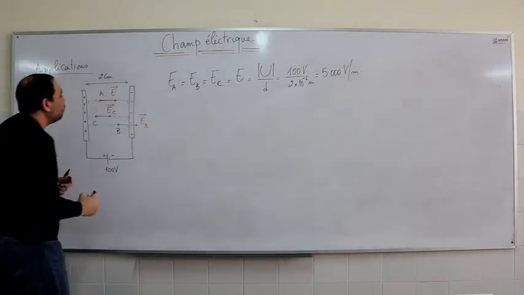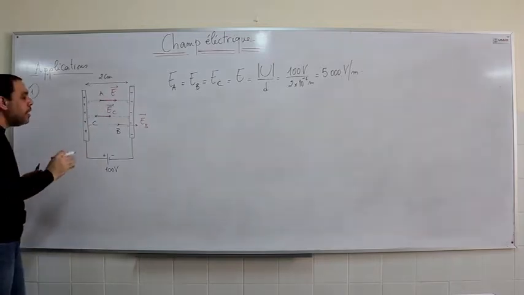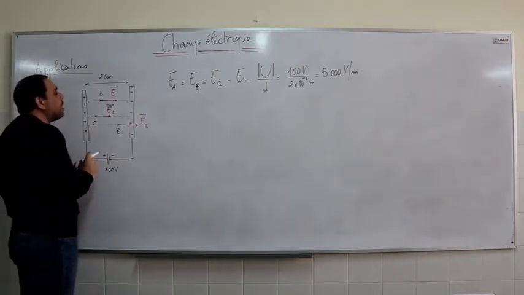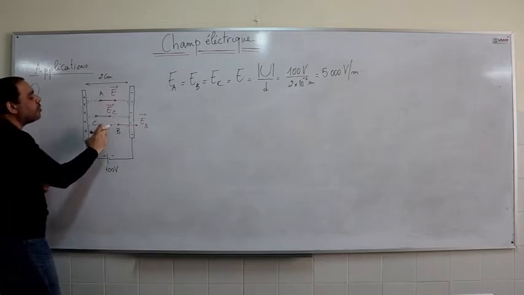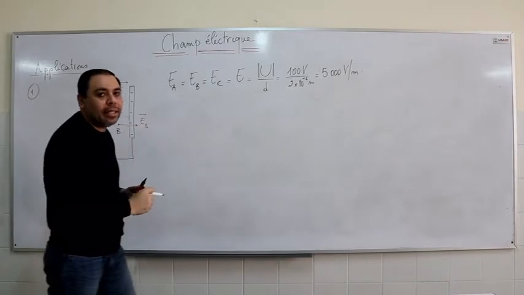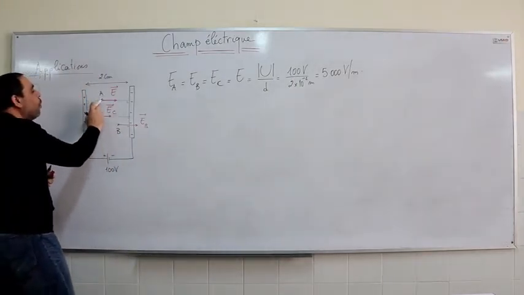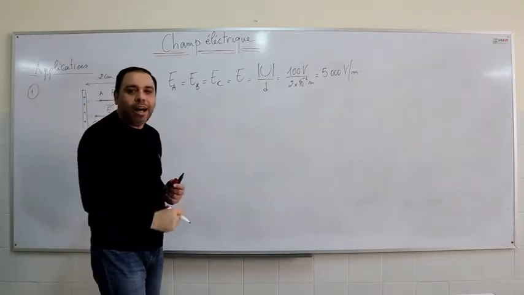All the electric field vectors are parallel and are directed from the positive plate to the negative plate. The magnitude of these vectors is the same and is equal to 5000 volts per meter. It is independent of the position of the point between the plates. It is a uniform field.